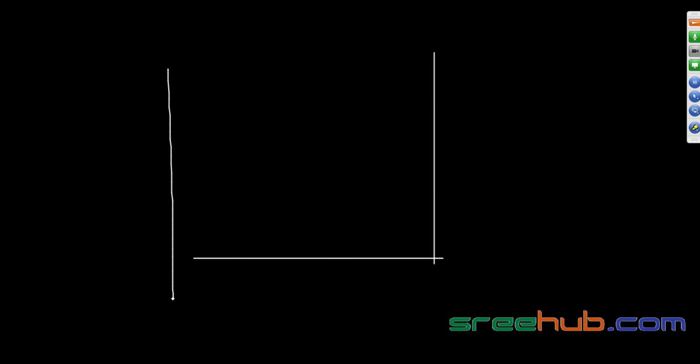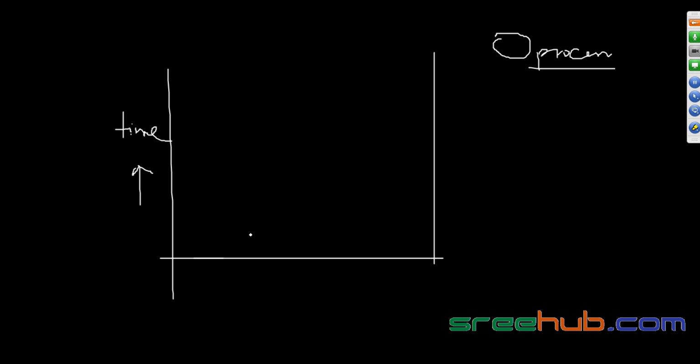So now let us say this is your program path, and this is your time axis, and let us say this is your processor.